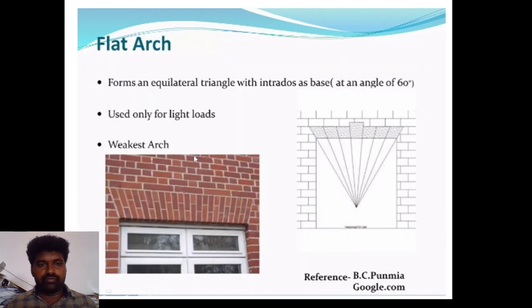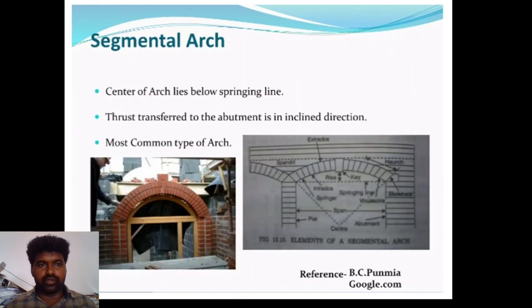The flat arch. A flat arch is an equilateral triangle with an intrados at the base, at an angle of 60 degrees. Used only for light loads. This is the weakest arch. Not much load can be taken compared to the circular or parabolic arch.